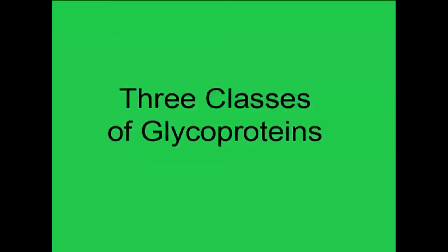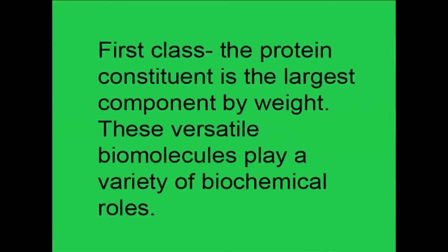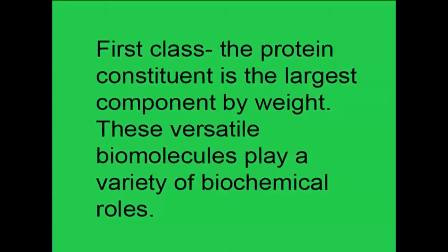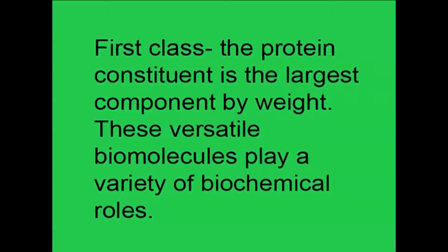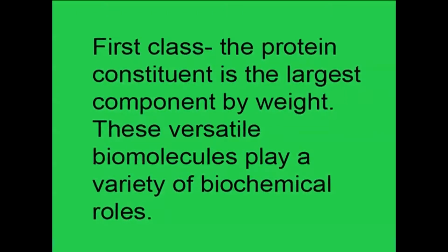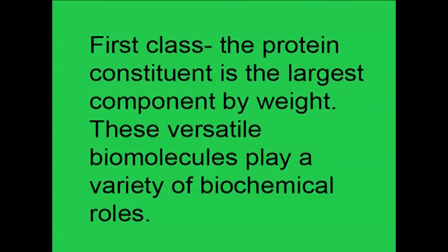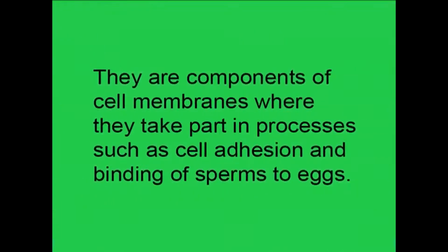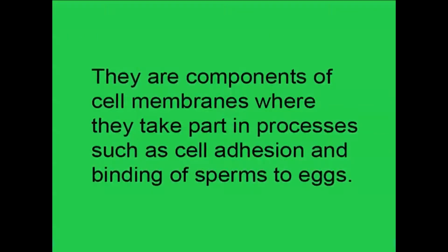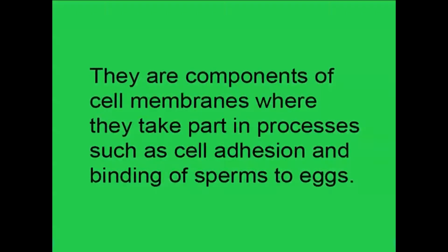There are three classes of glycoproteins. In the first class, the protein constituent is the largest component by weight. Here the protein component is predominant, and these versatile biomolecules play a variety of biochemical roles. What are they? They are the components of the cell membrane, where they take part in processes such as cell adhesion, binding of sperms to eggs.